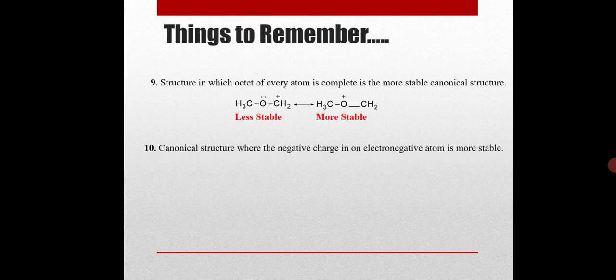Canonical structure where the negative charge is on the electronegative atom is more stable. This is the canonical structure for carbonate ion, CO3 2 minus. All of you know sodium carbonate, Na2CO3. So carbonate, CO3 2 minus, can be represented by these resonance structures.